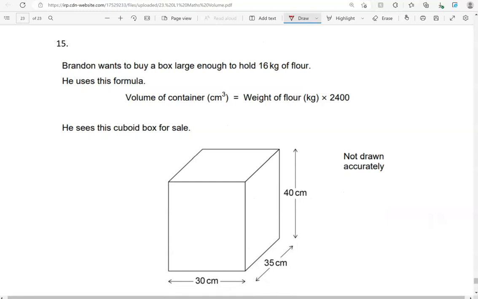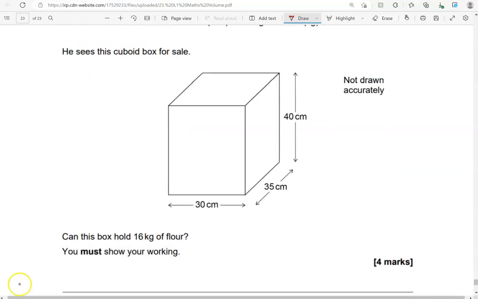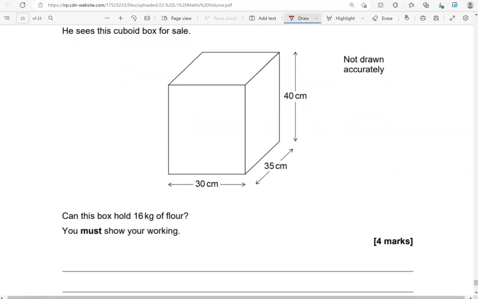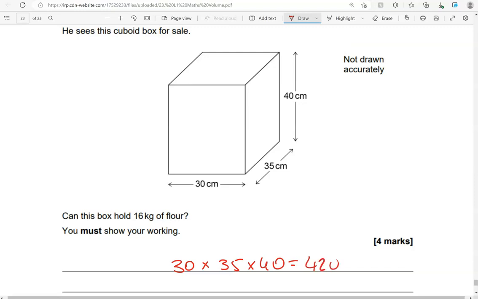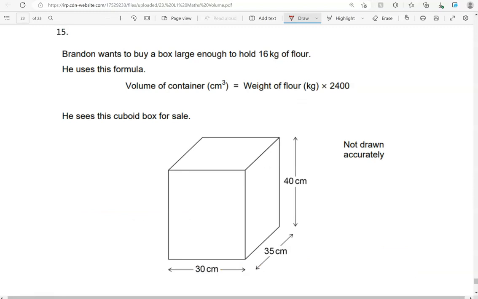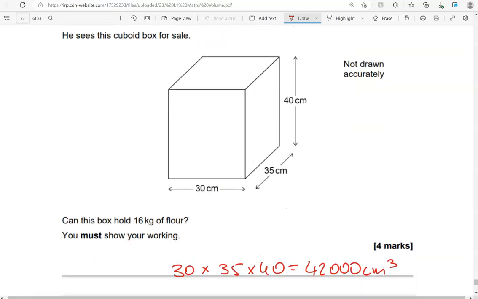Brandon wants to buy a box large enough to hold 16 kilograms of flour. He uses this formula. Volume of container in cubic centimeters is equal to weight of flour in kilograms times 2,400. He sees this cuboid box for sale. So let's work out the volume of the box first by doing 30 times 35 times 40, which gives us 42,000 cubic centimeters.